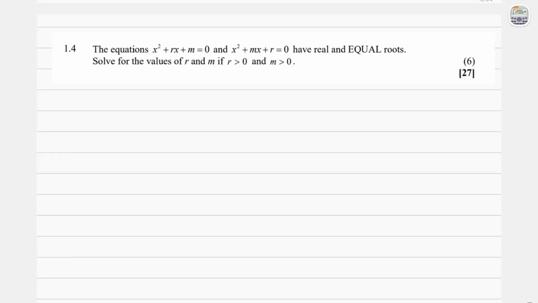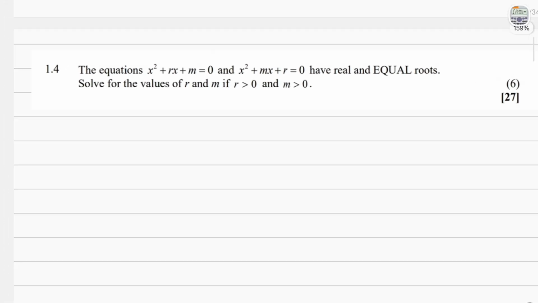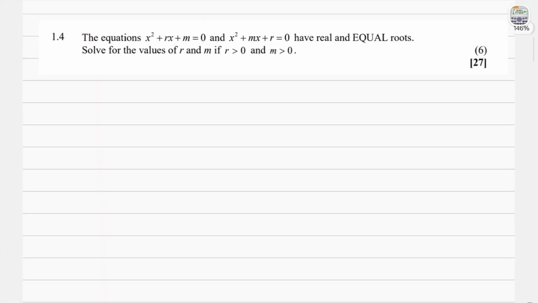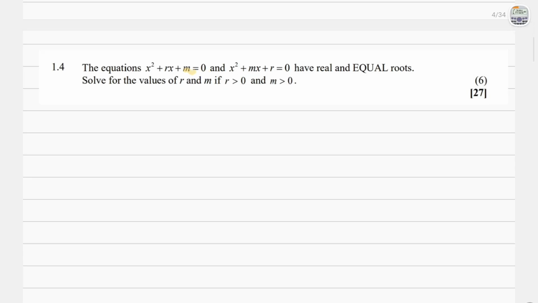Question 1.4 says, the equations of x squared plus rx plus m is equal to 0. And then we have another equation. Okay, so we have two equations here. And this is the other one. And they have real and equal roots. We need to remember what that means. Real and equal roots. Solve for the values of r and m if r is greater than 0 and m is also greater than 0.